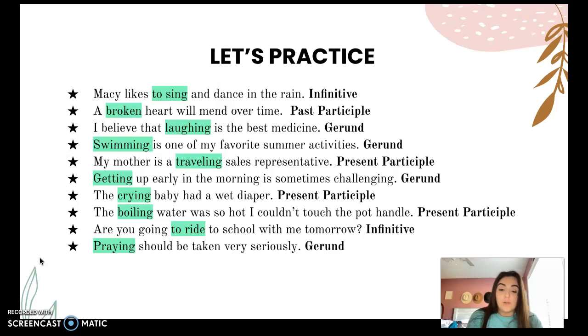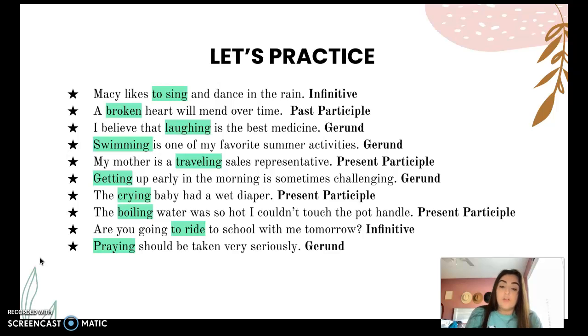The boiling water was so hot I couldn't touch the pot handle. Boiling is describing water and it's in the present tense with ing. Are you going to ride to school with me tomorrow? Remember, just because it has to in front of the word doesn't mean that it's an infinitive.